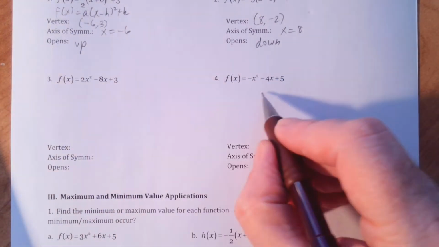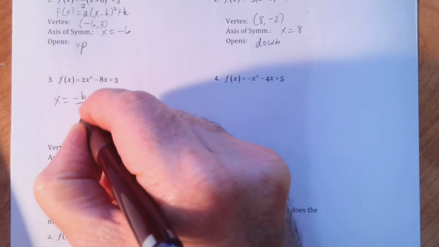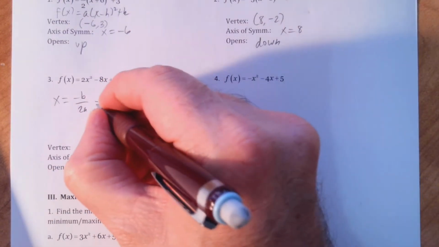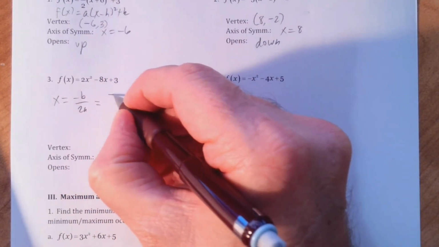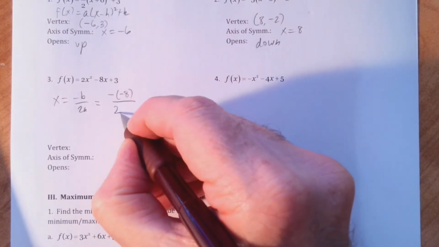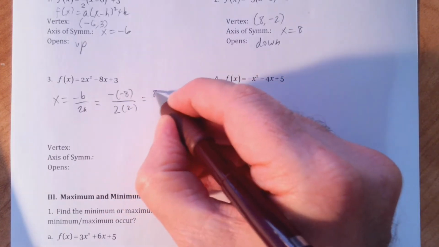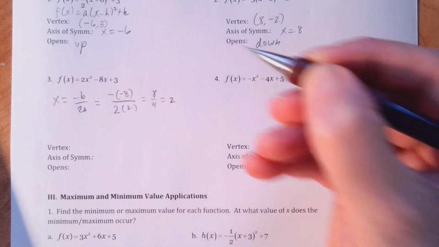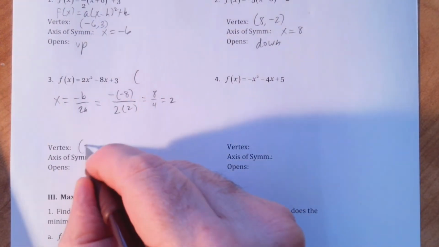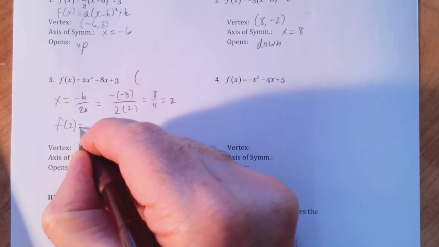So these are in standard form, and so we're going to need to use the vertex formula to find the vertex, which is the most important point of the parabola. So here b is -8, so this is -8 over 2 times a, which is 2 here. That's going to be 8 over 4, which is 2. So we found the x value of the vertex. To find the y value, we just plug in 2 into the function.